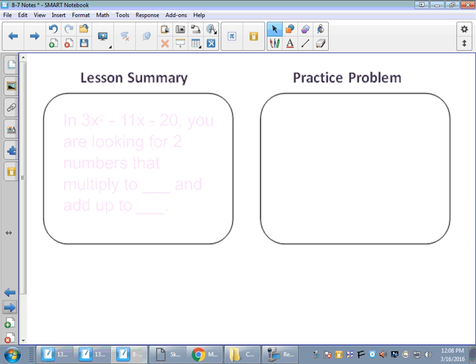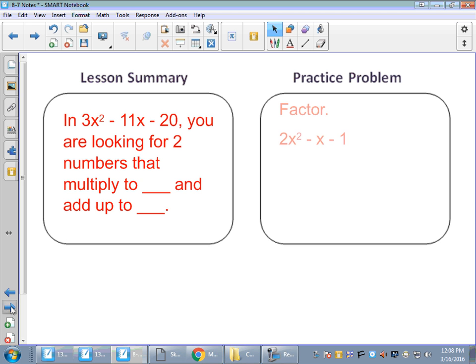Okay? So your lesson summary. I want you guys to come up with the multiply numbers. What would the numbers have to multiply up to, and what would they have to add up to? I'm not looking for the actual numbers. I'm looking for what is your multiply number, what's your product, and what's your sum that you're looking for there. And then I want you to factor 2x squared minus x minus 1. Good luck.